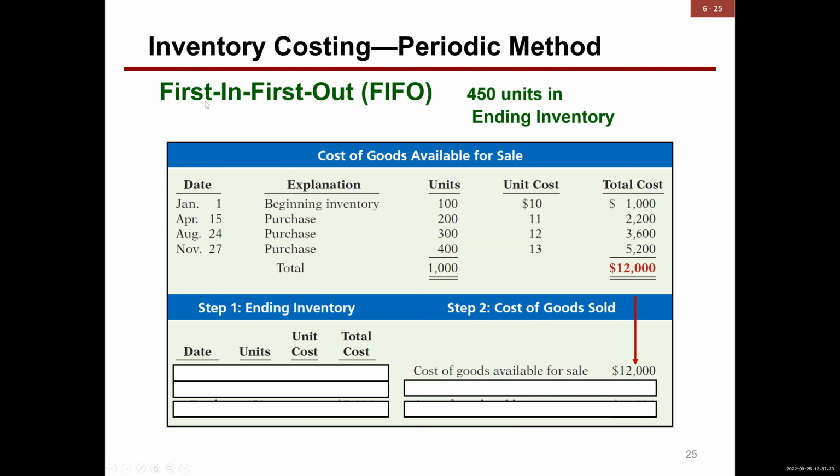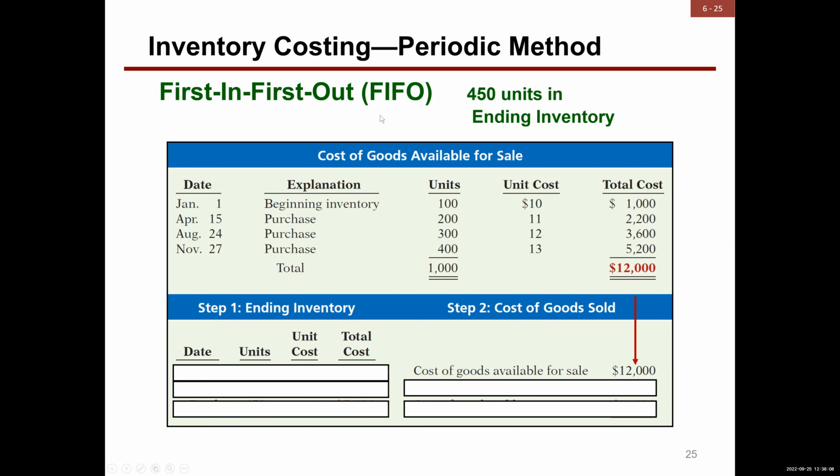Okay, here we go. We've got first in, first out, right? And we have 450 units in ending inventory. So the first step is, which 450 units are in inventory? Is it 400 of these and 150 of these? Is it 100 of these, 200 of these, and then that'd be 300, then we need 150 of these to get to our 450? Well, let's think this through.